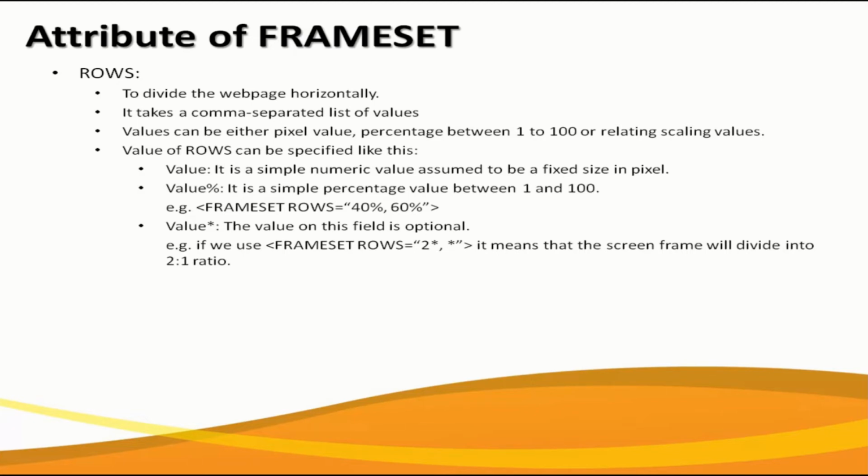First one is a simple numeric value assumed to be fixed size in pixel. This attribute should be used carefully since the size of the viewer window can change substantially even with slight change in the value. If fixed values are used, they should be used in conjunction with one or more relative size values. Otherwise, the browser will override specified pixel value to ensure that the total proportion of the frames are 100% of the width and height of the user window.